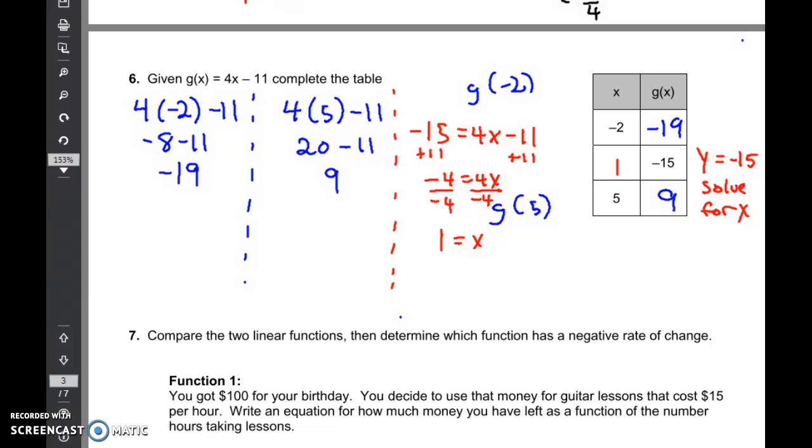And just as a double check, I look at the pattern here. My x's are increasing, and my y's are increasing each step as well. It gets bigger by 4. Okay. All right, let's go on to the next function.